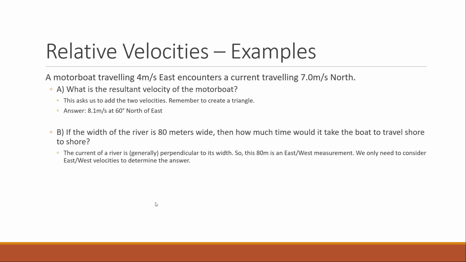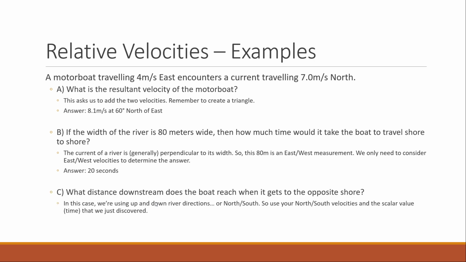So this 80 meters is an east-west measurement because our current is traveling north, right? And so perpendicular to north would be east-west. So since this is an east-west measurement, the only velocities that are going to determine east-west movement are east-west velocities, perhaps the velocity of the boat. So use that to determine how much time it takes to travel from shore to shore. You probably don't need that much time, so hopefully this is going to be a very short pause. The answer is 20 seconds.